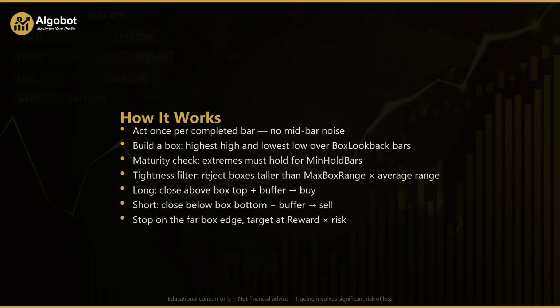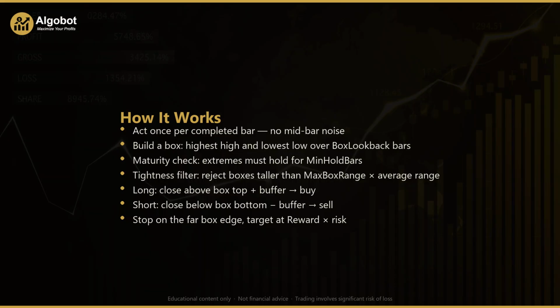The strategy calculates the average bar range over the range period, 14 bars by default, and uses it as a volatility proxy. If the box height is taller than maximum box range times that average, 3 times by default, the box is rejected as too loose and trending. We only want compact, coiled ranges.